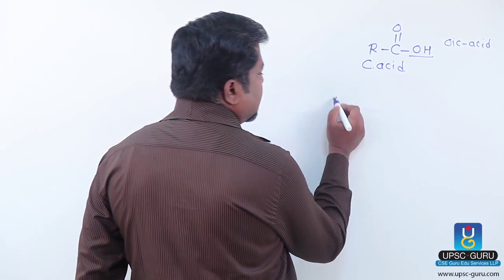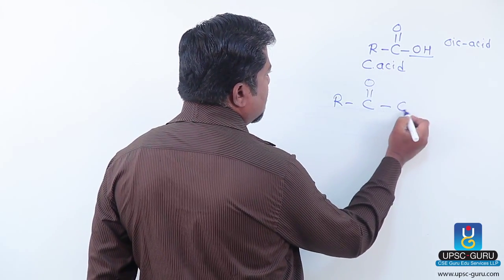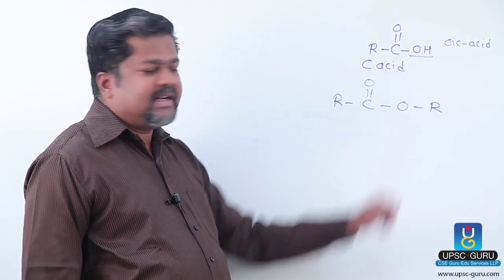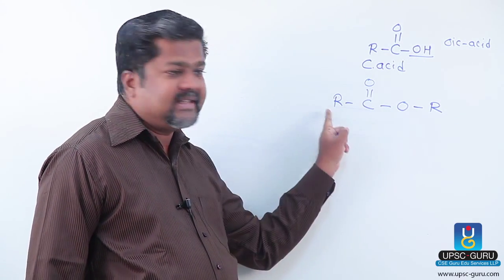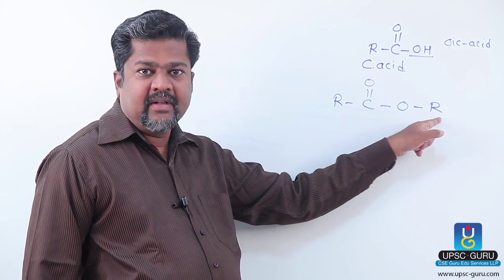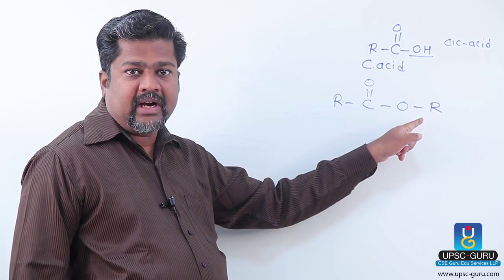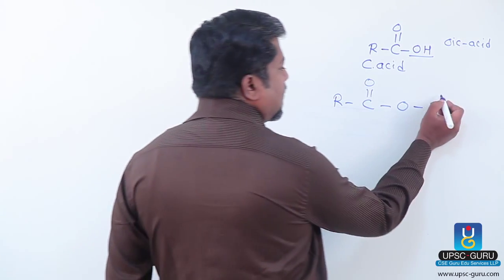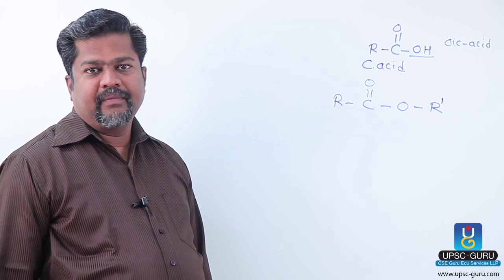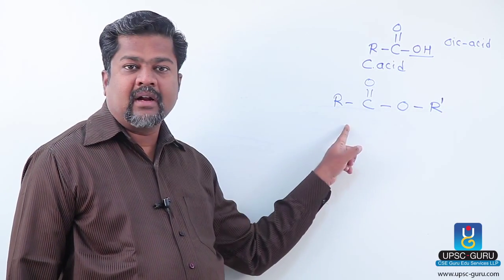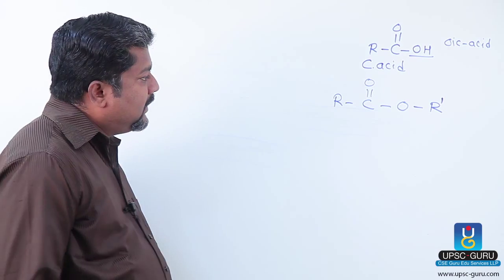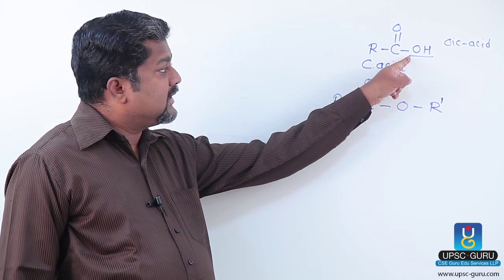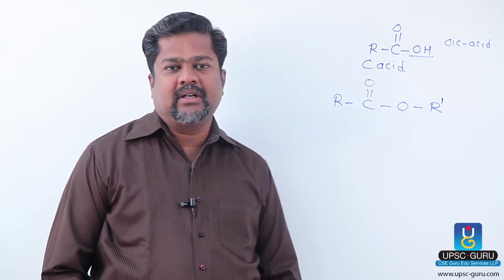So here this is R, C double bond O, it was OH, but suppose that H is replaced by another R. Maybe this R and this R are the same, that here CH3, here CH3, here C2H5, here C2H5. Or maybe here CH3 and here C2H5, or vice versa, that can be there. So we are marking this as R dash. The meaning is that this R and this R may or may not be the same. But this type of compound we are calling an ester. So this is acid, now this is called an ester.